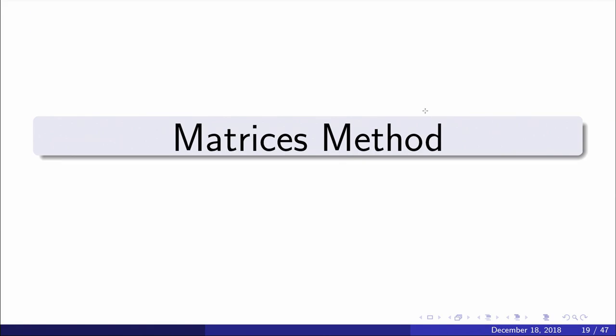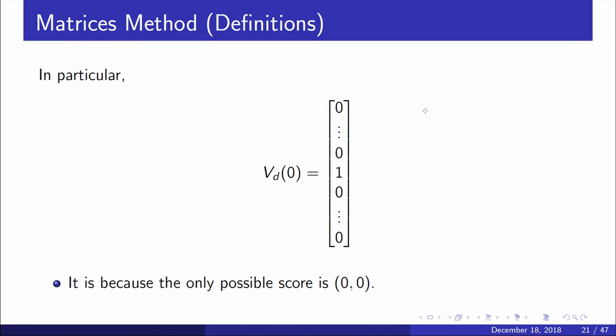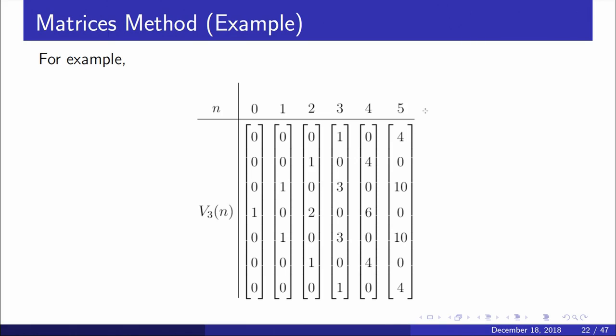Now we move on to the third part, which is the matrices method. We define the counting vector V_{d,n}, which represents every B_{d,n,delta}. It represents all states where the maximum difference is d, and n is the number of total goals. Now we have the initial counting vector V_{d,0}. The form of the vector is shown here, because for B_{0,0,delta} the only possible delta is 0, so only the middle entry is 1. For a better example, we have the first counting vectors of V_{3,n} shown here.